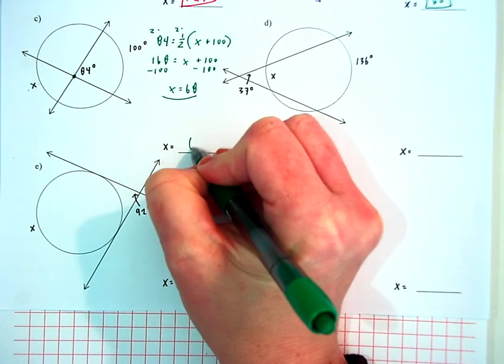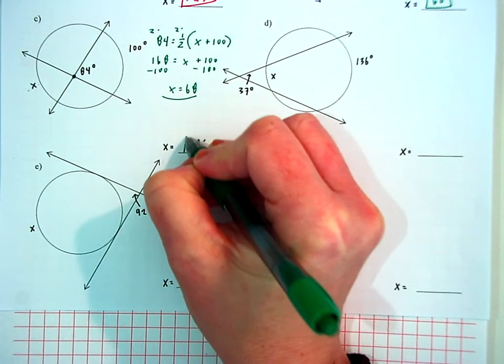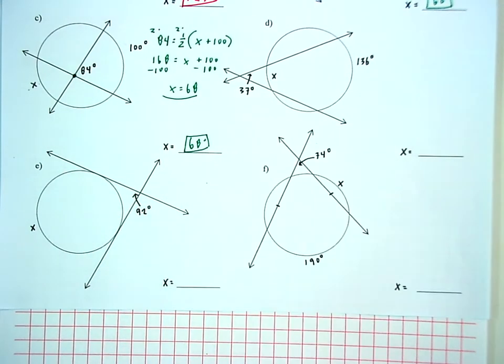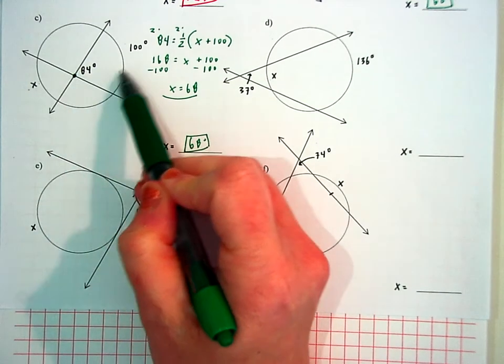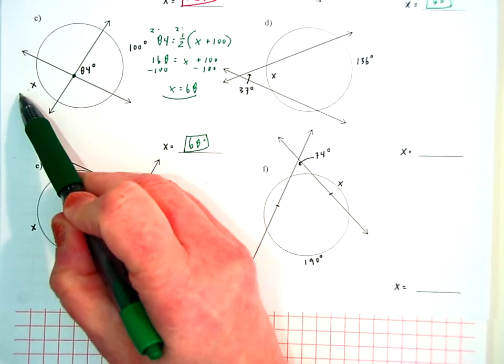So 68 degrees. Okay, one other thing that I can note is that 84 is an average of two numbers. So if 84 is an average of two numbers, numerically it's going to be equidistant from 100 as well as whatever X is.